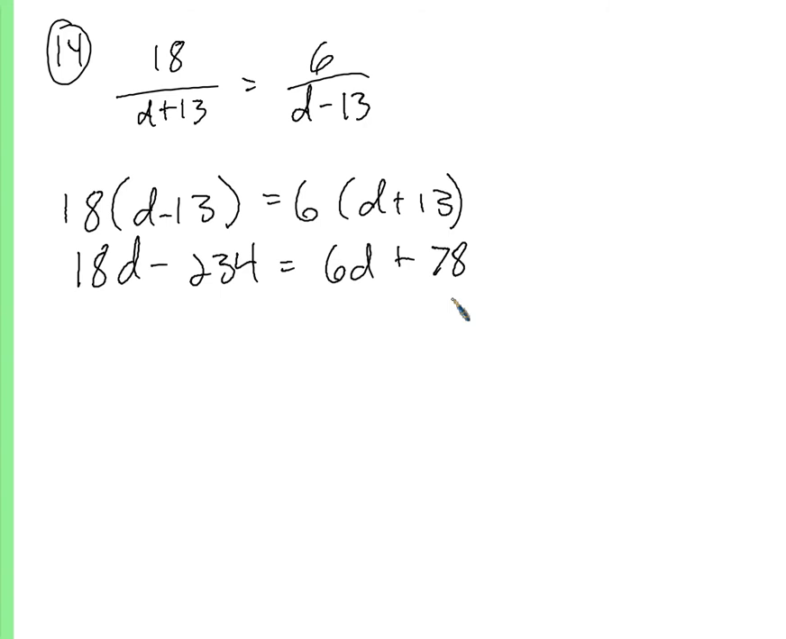What do we do next? Think about where we are. We could do the minus 78, that's right. Minus 78. So that's negative 234 minus 78. That's 18d minus.